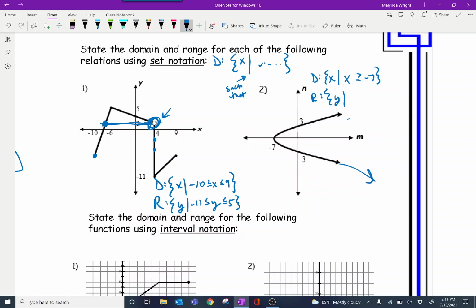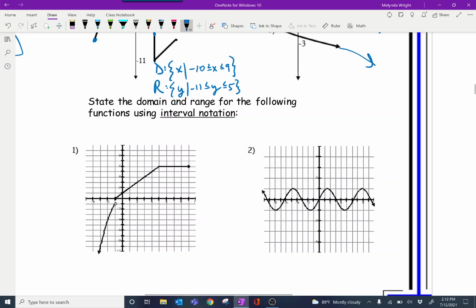So we can write it as y is an element, that symbol that almost looks like an E, that means is an element of, all real numbers, the set of real numbers, because it's from negative infinity to infinity. All right, now that's domain and range with set notation.